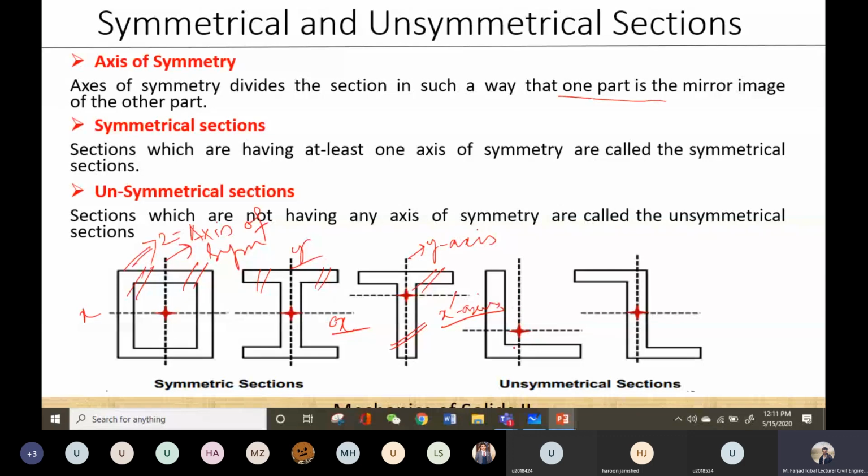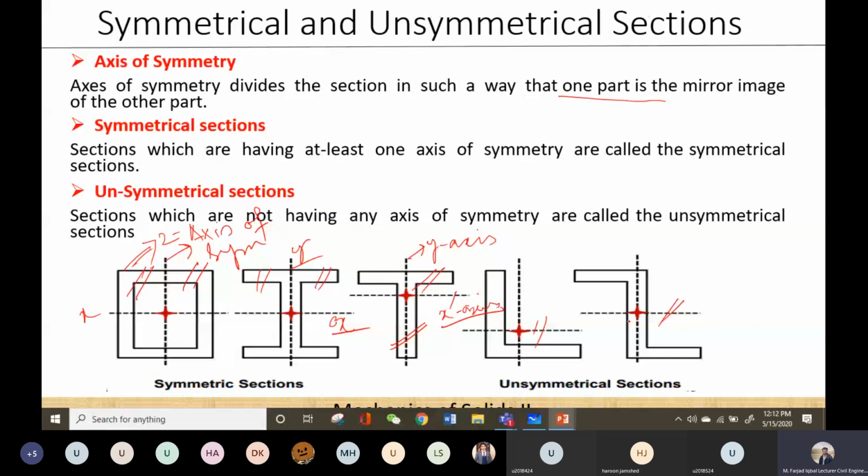Now let's look at this L section. In this L section, these are the two centroidal axes. You know how to find the centroid of the body. Both these axes divide the L section into two parts, but neither is an axis of symmetry because the two parts are not the mirror image of each other. So there is no axis of symmetry in this L section, and the same is the case with this Z section. There is no mirror image of the two parts.